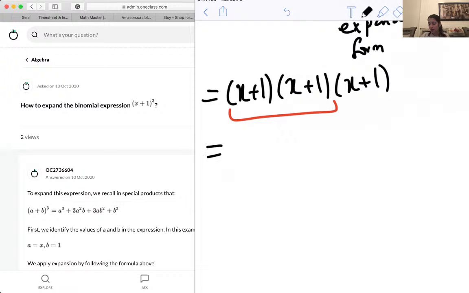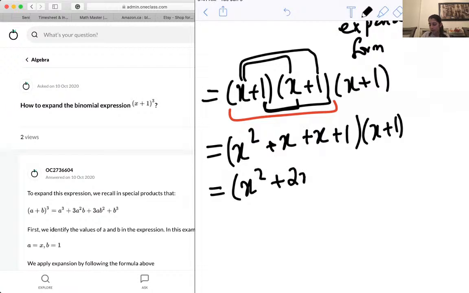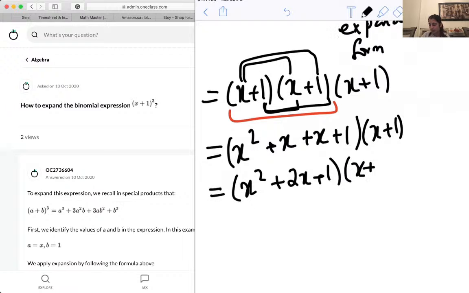So this can be x times x is x squared, x times 1 is x, 1 times x is x, and 1 times 1 is 1. All that being multiplied by x plus 1. We can simplify this into x squared plus 2x plus 1 times x plus 1.